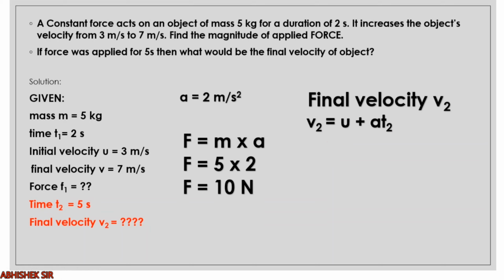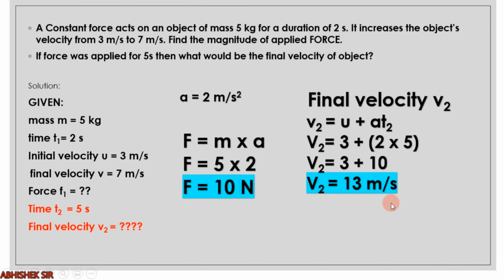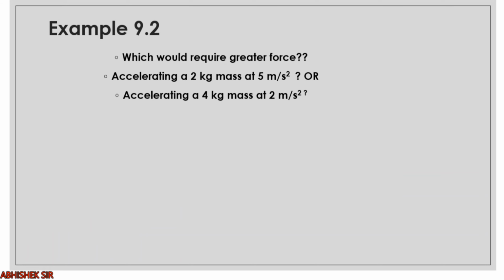Now let us put the values. We are finding v2. What is u? It was 3, the initial velocity. Acceleration is 2 and t2 is 5. So 3 plus 2 into 5 will be 3 plus 10, and finally the answer is 13 meter per second, as it is velocity. So you see, the first answer is F equals 10 Newton. The second answer is v2 equals 13 meter per second. So this is how we will solve the numerical.